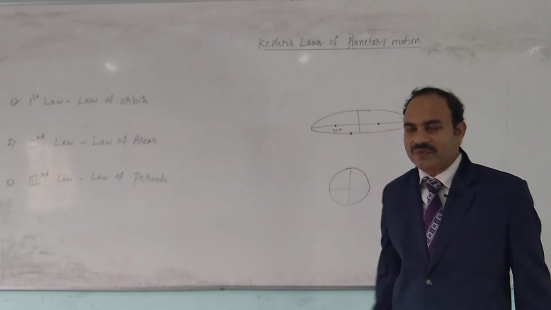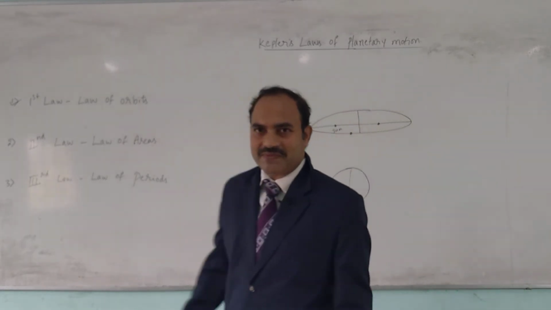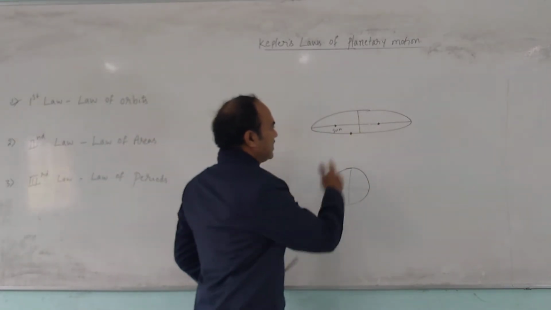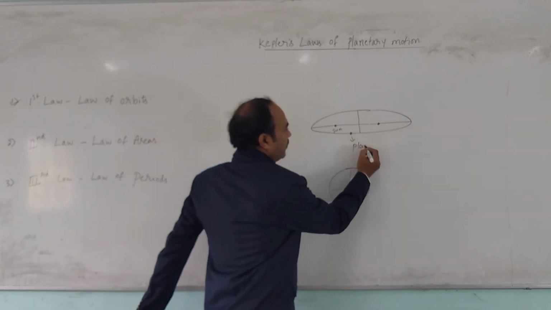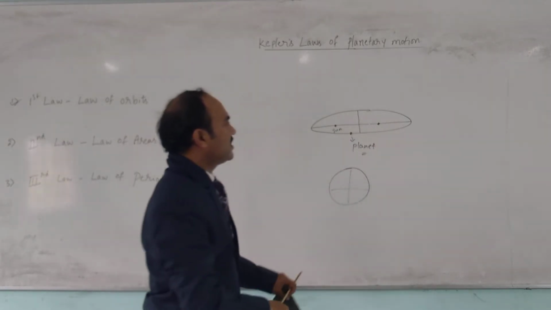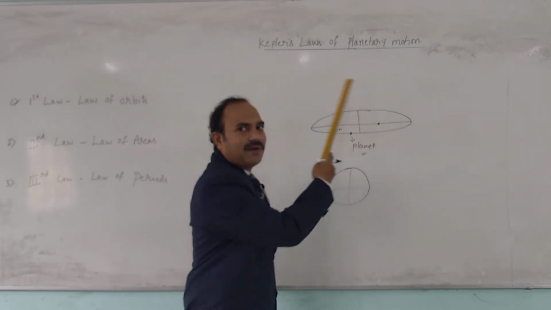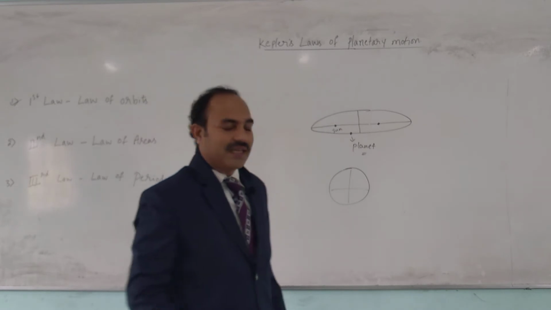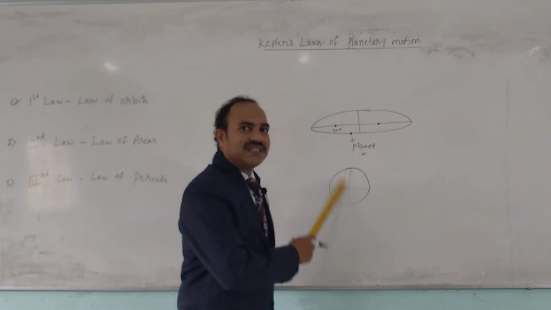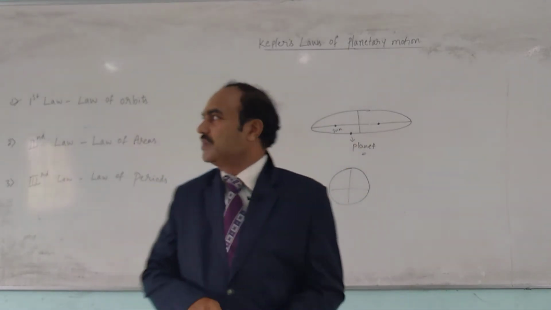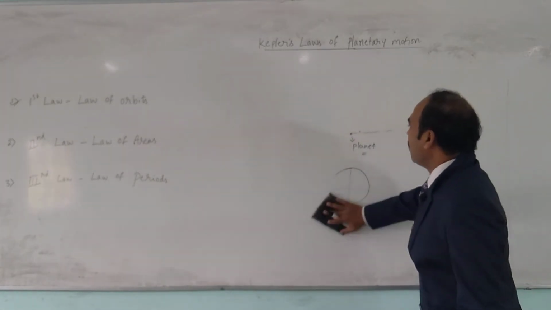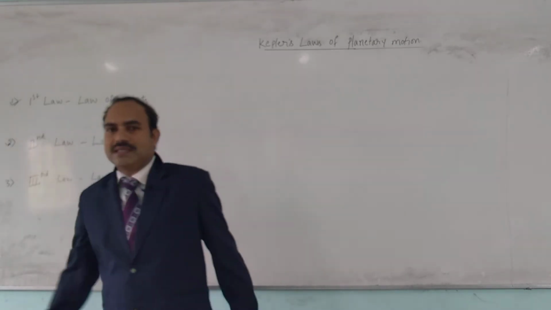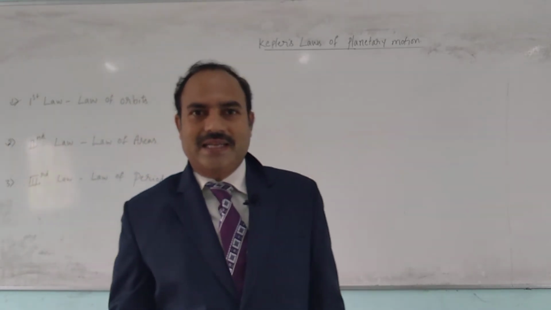an elliptical orbit. So what is the statement of Kepler's first law? Kepler's first law states that every planet, and here this represents the planet, revolves around the sun in an elliptical orbit with the sun at one of the foci. Circular orbits are a special case of elliptical orbits. So this law is also called the law of orbits. Now we will move on to Kepler's second law of planetary motion.